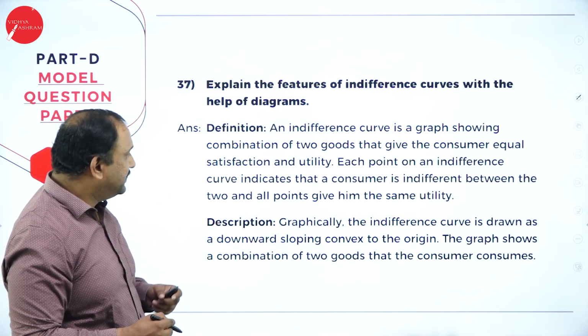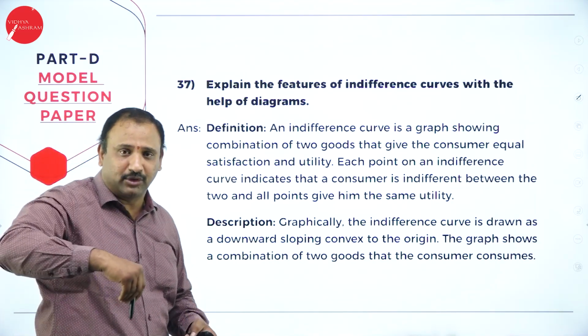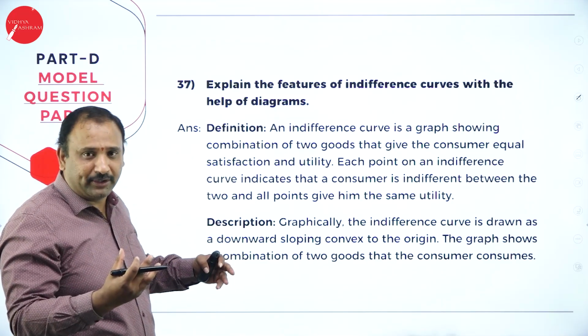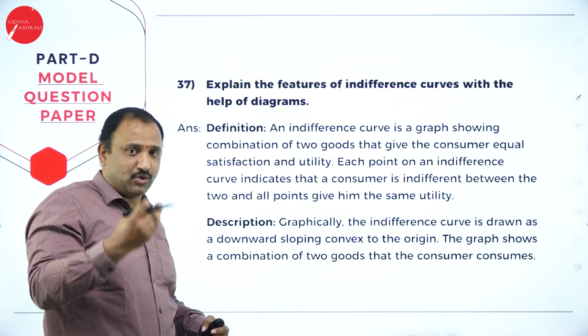Followed by features of the indifference curve. Definitely a diagram would come where you have to explain the description from the graph point of view, where you have to say that there's no intersection.